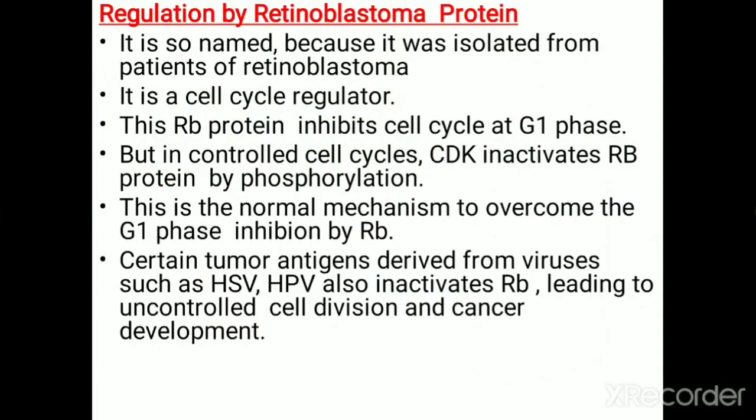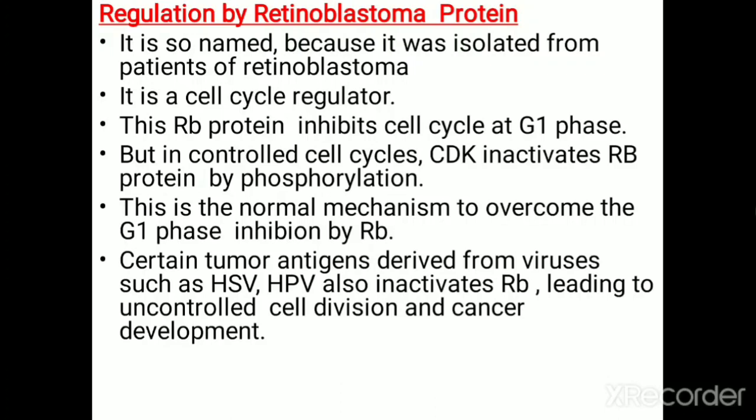So the retinoblastoma protein is named because this protein was first isolated from a patient with retinoblastoma. The retinoblastoma protein is a cell cycle regulatory protein. So what is the function of this retinoblastoma protein? It inhibits the cell cycle at G1 phase. So normally this retinoblastoma protein inhibits the cell cycle at G1 phase.